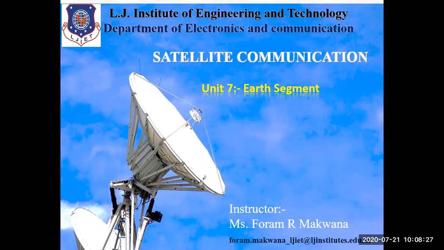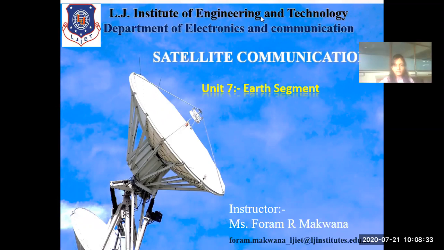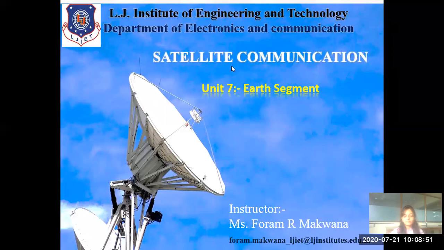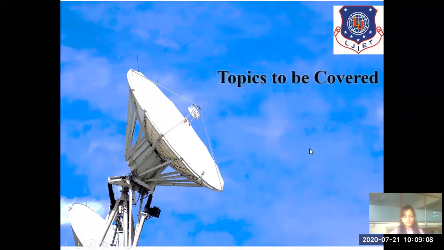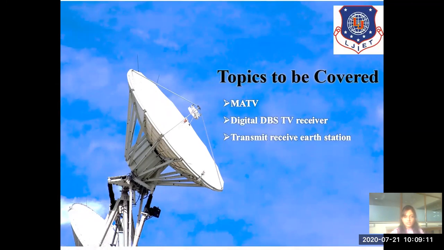In the last session we have started unit number 7, that is Earth segment. We have covered receive only home TV system and community antenna TV system in the last session. In today's session we will see what do you mean by master antenna TV system, digital DBS TV receiver, and the transmit receive Earth station.